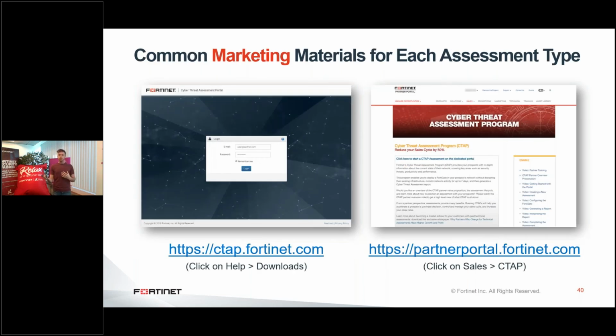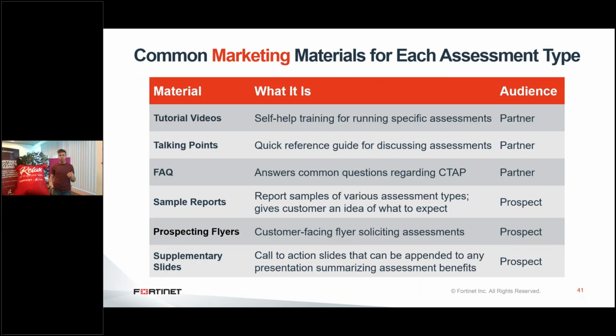Where can you find all this information? Well, again, on the CTAP portal, ctap.fortinet.com. You can log in with your partner credentials, and there you will have a bunch of information concerning how to set up a CTAP. You have movies about it, and also, very important, some marketing materials, as you can see on the slides, to really help you with carrying out these CTAPs to your prospects.